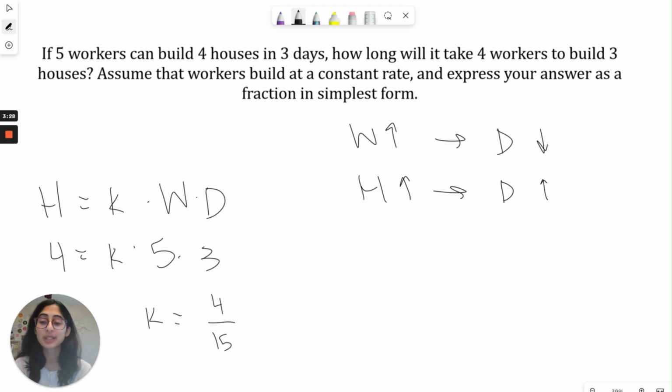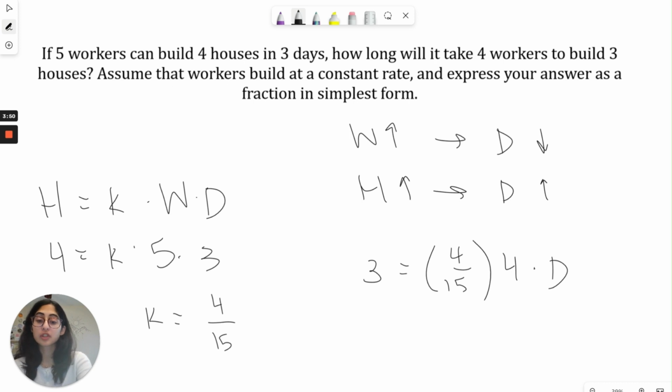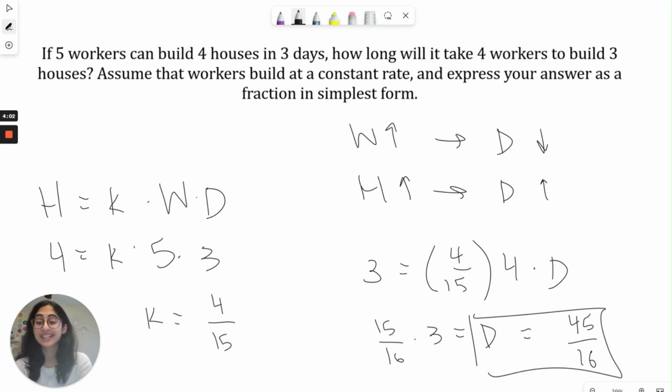house building session. We're looking for how long it'll take 4 workers to build 3 houses. So H is 3, K is 4/15, and now we have 4 workers, and we're solving for D, the number of days. So we are dividing by 16/15, which means that we're multiplying by its reciprocal. We're multiplying 15/16 times 3, that's equal to D. So again, we get that it takes 45/16 days to build those houses.